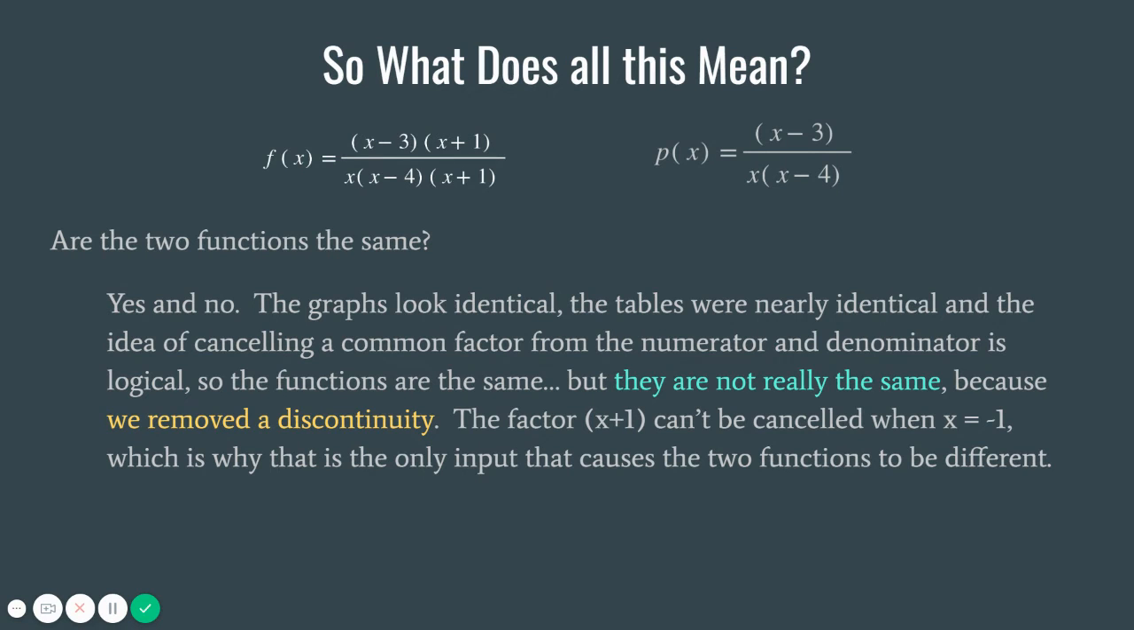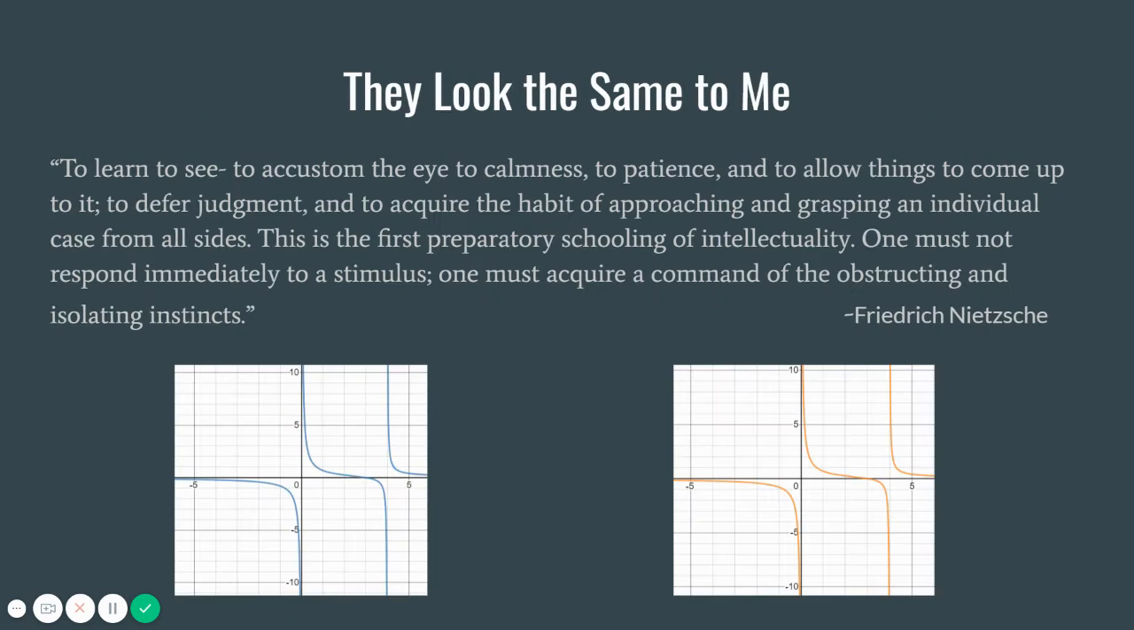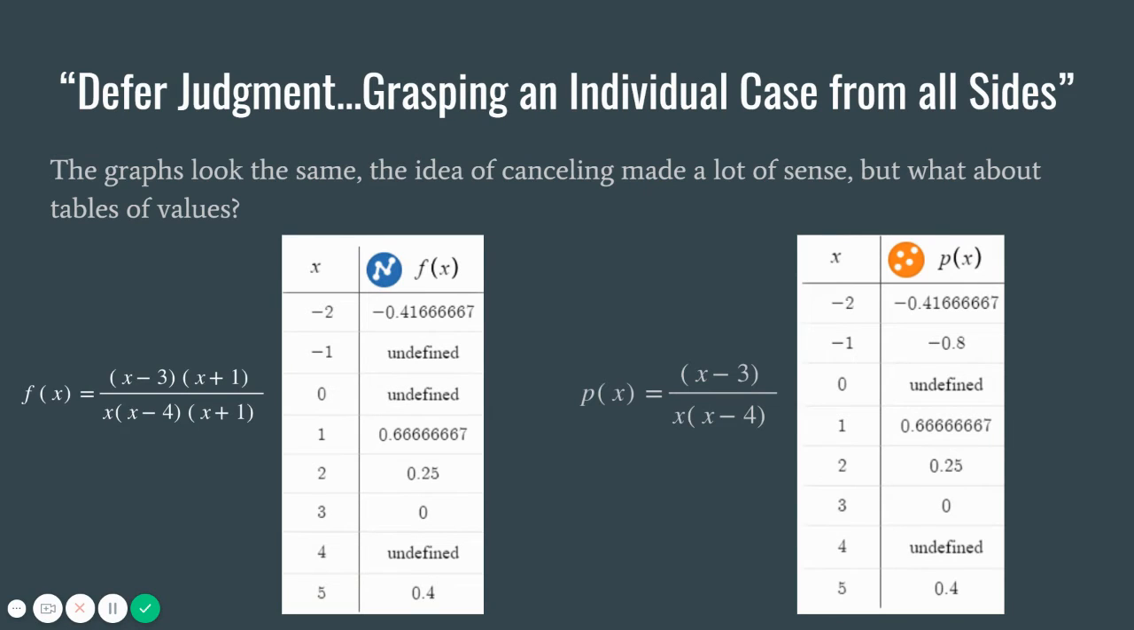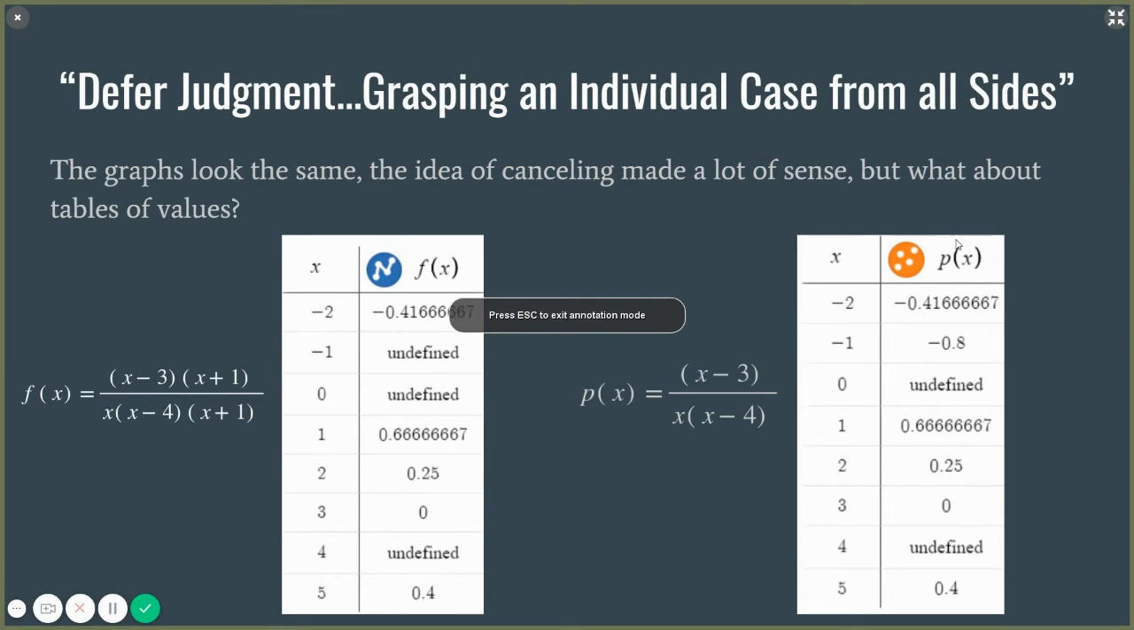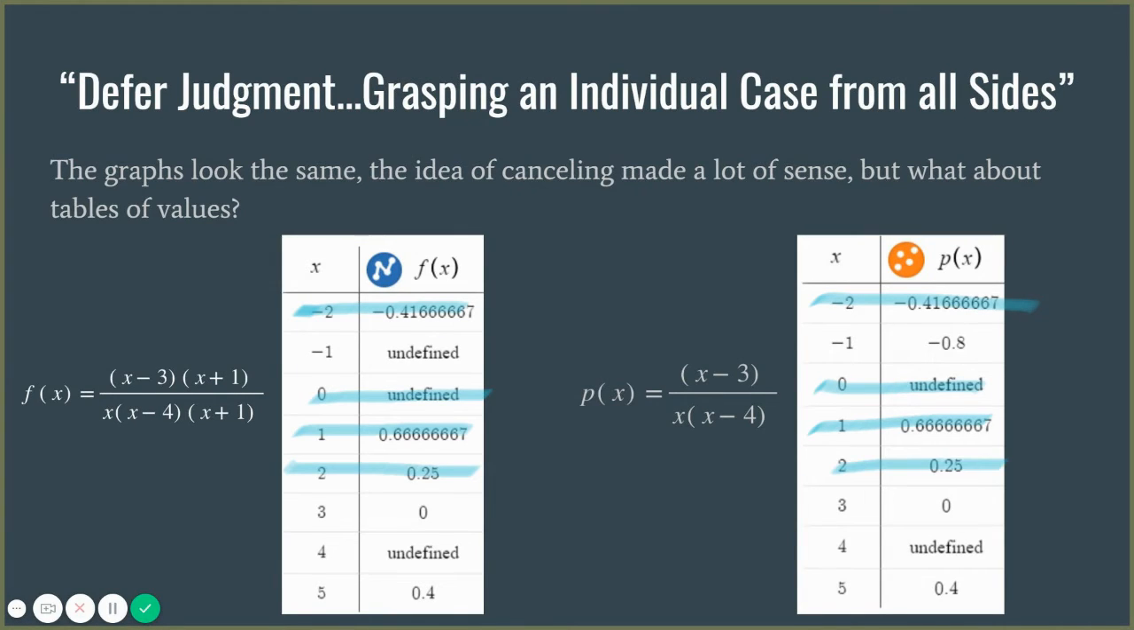I mean, go back and look at the graphs really quick. Do they look the same? Yes. Do the tables look the same? Yes and no. Everything looks really good, except there does seem to be this weird issue. Where is that weird issue? It's right there.